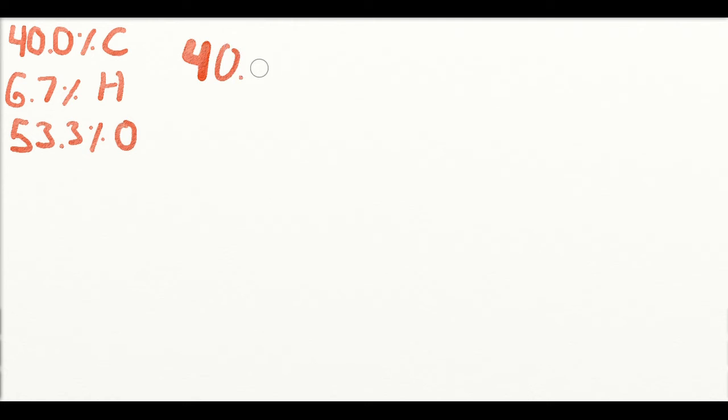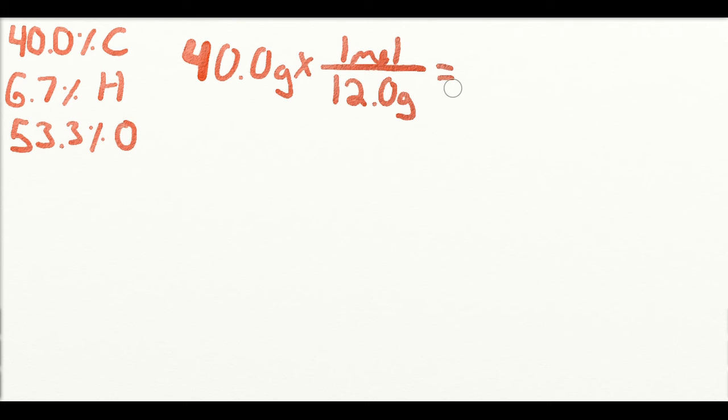Let us start off with carbon being that of 40 grams of carbon times, and then the line. In the bottom, we're going to put again the molar mass of one carbon atom, which is going to be that of 12.0 grams. On top, we are going to change it into moles, so we are going to give it a mole. The next one is going to be for hydrogen, which is going to be 6.7 grams of hydrogen times, and then the line.